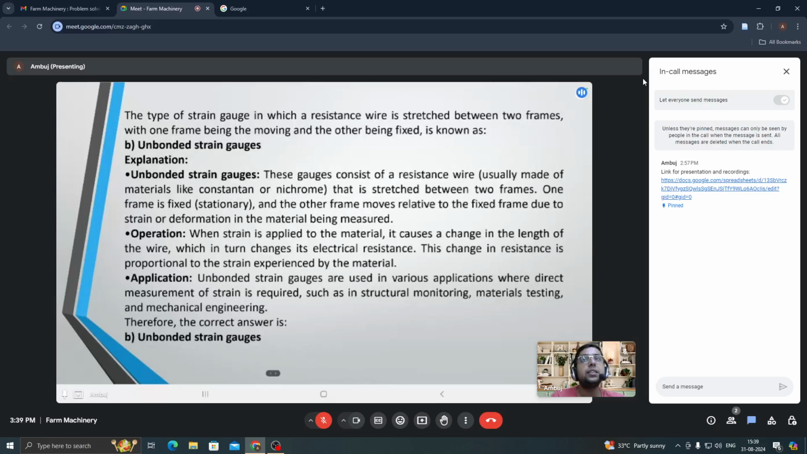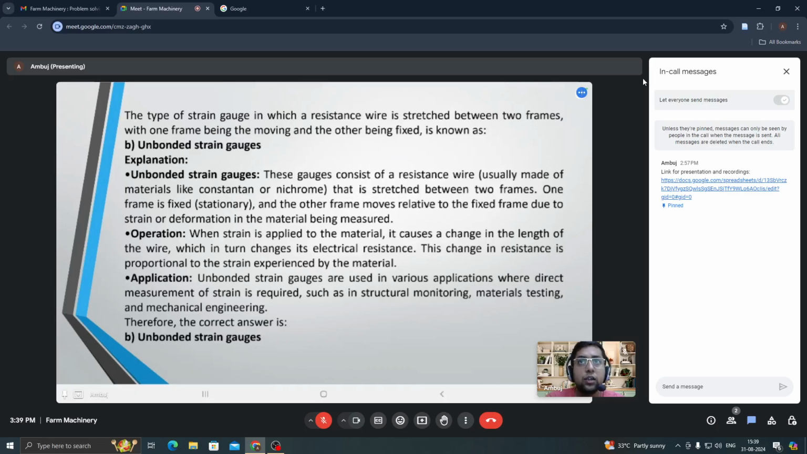Then the detailed explanation I have written here. The type of strain gauge in which a resistance wire is stretched between two frames, one frame being moving and the other being fixed, is known as an unbonded strain gauge. An unbonded strain gauge consists of resistance wire, usually made of constantan or nichrome, that is stretched between two frames. One frame is stationary, and the other frame moves relative to the fixed frame due to strain or deformation in the material being measured.